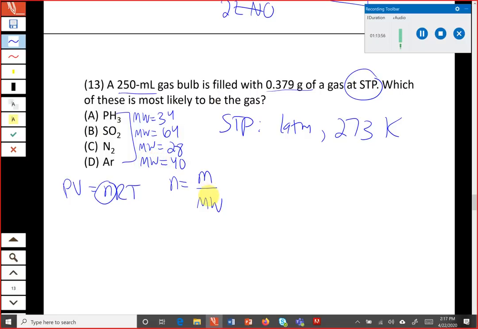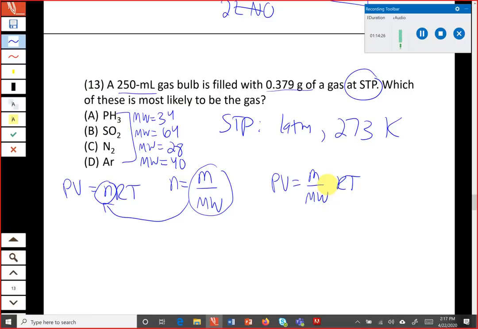And so what we're going to do is solve for molar mass using the information in the problem and match it up with the correct answer choice. If we look at this problem, we're going to take this mass divided by molar mass and substitute it in for number of moles N. This gives us pressure times volume is equal to mass divided by molar mass times RT, where we're just stating N, number of moles, in a different way.